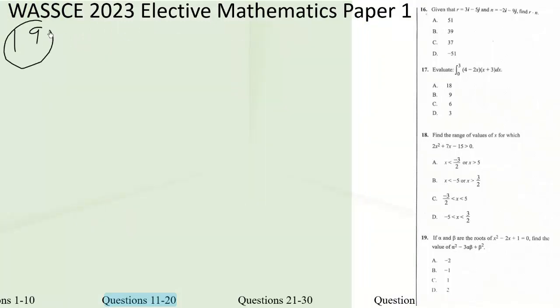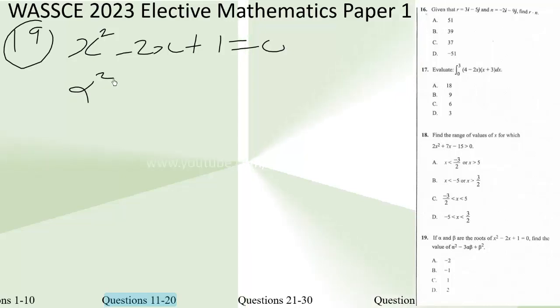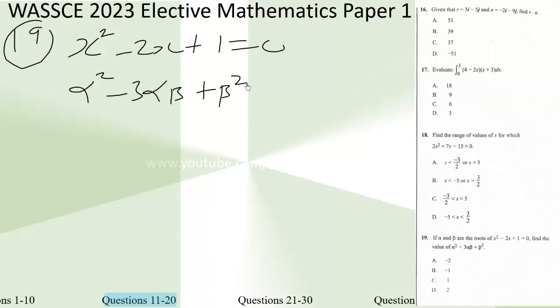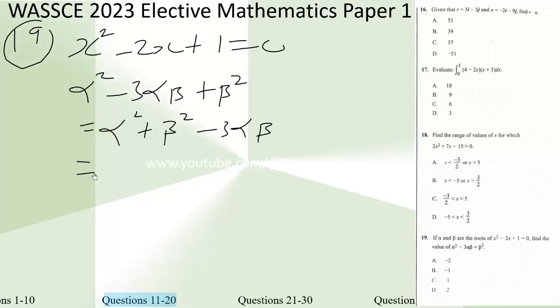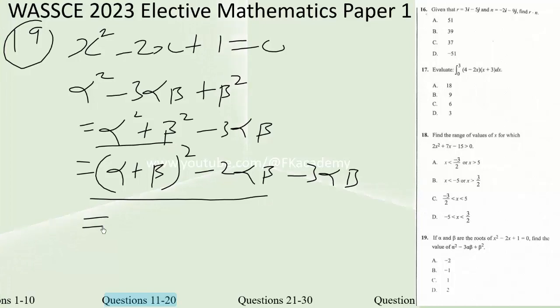Question number 19. If alpha and beta are the roots of x squared minus 2x plus 1 equals 0, we have to find the value of alpha squared minus 3 alpha beta plus beta squared. So this will give us alpha squared plus beta squared minus 3 alpha beta. And we know that alpha squared plus beta squared is the same as alpha plus beta all squared minus 2 alpha beta, then minus 3 alpha beta. So this will give us alpha plus beta all squared minus 5 alpha beta.